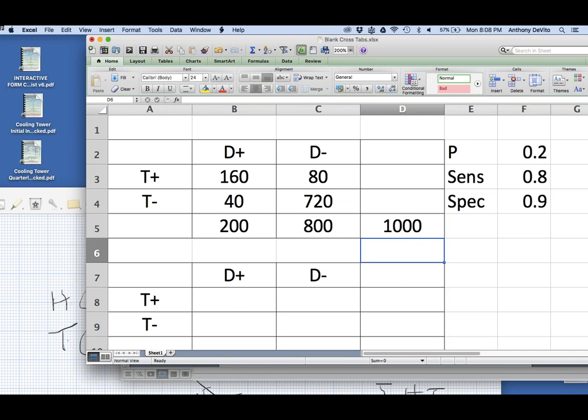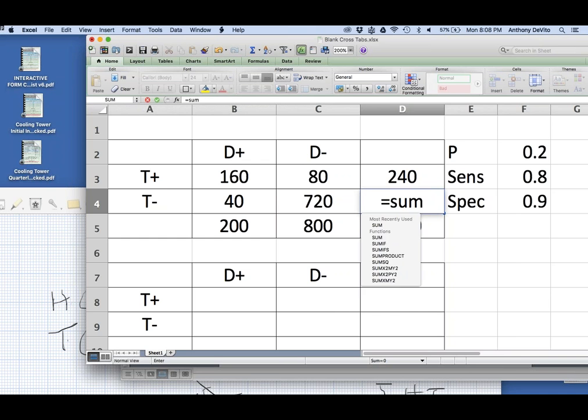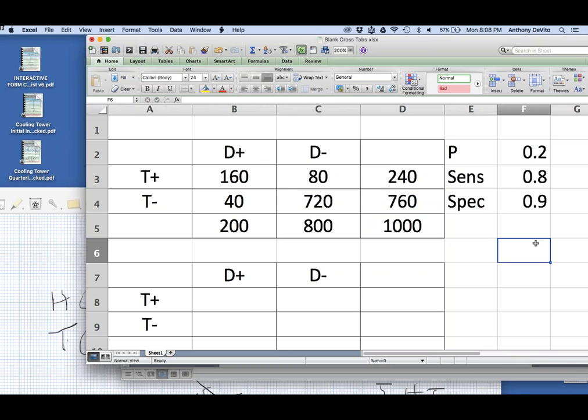Okay, so out of these 1,000 people, how many tested positive? The total number of people that tested positive is going to be equal to 160 plus 80, the true positives and the false positives. How many people tested negative? It's going to be equal to the sum of the false negatives and the true negatives, the row across.